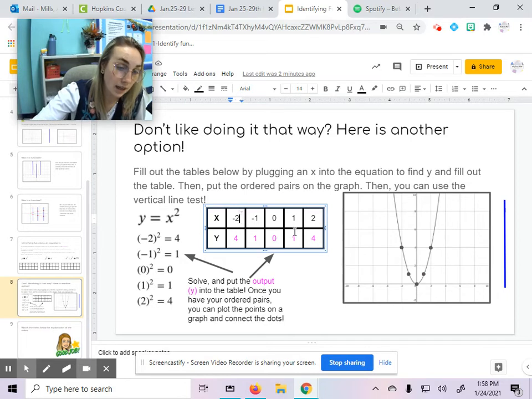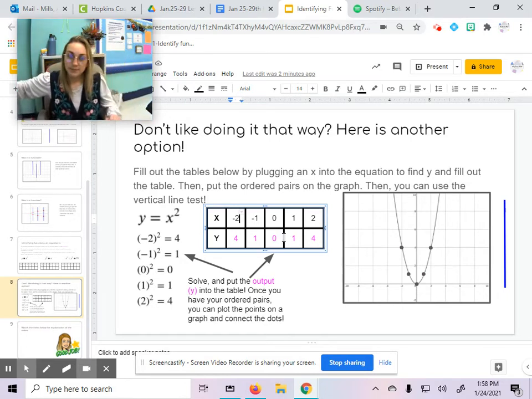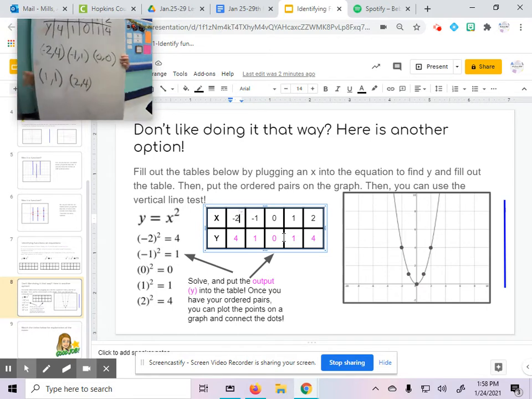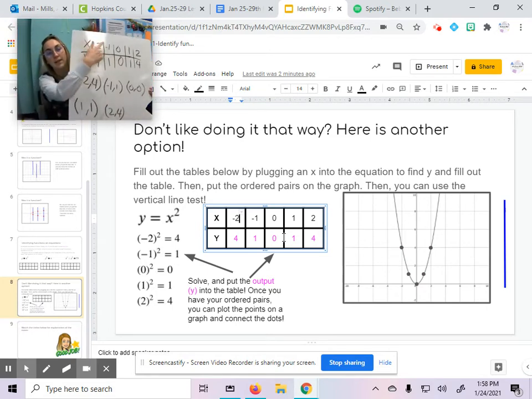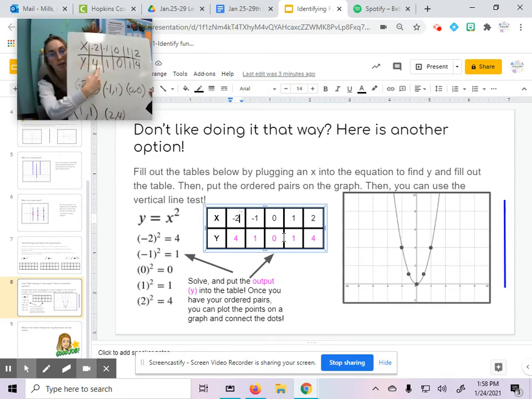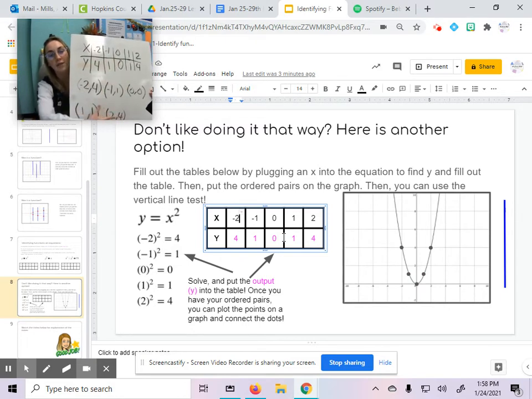Once you fill out your table, you have ordered pairs. I put the table right here, the one you see on there, and I put the ordered pairs that go along with it. So -2 and 4, I put that ordered pair right here. The -1 and 1, I put that here. 0, 0, put that here. You have your ordered pairs.